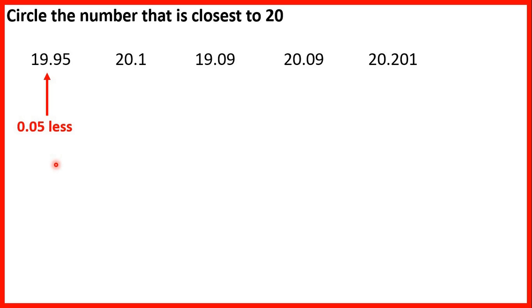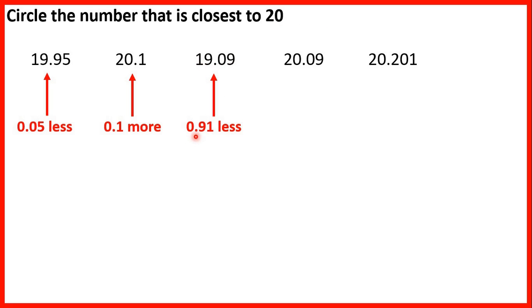0.05. And we could do that using column subtraction, so we could remember that 20 is the same as 20.00, and if we subtracted 19.95, we would get 0.05. Or if we added 19.95 and 0.05, we would get 20.00, so that's 20. Now 20.1 is 0.1 more than 20.